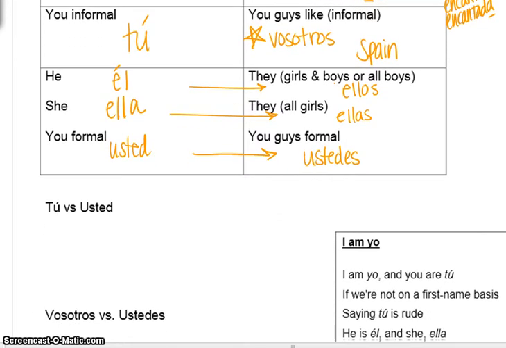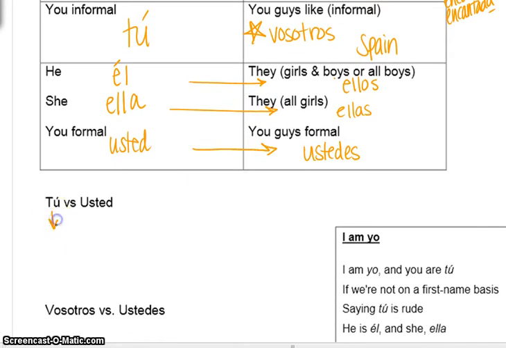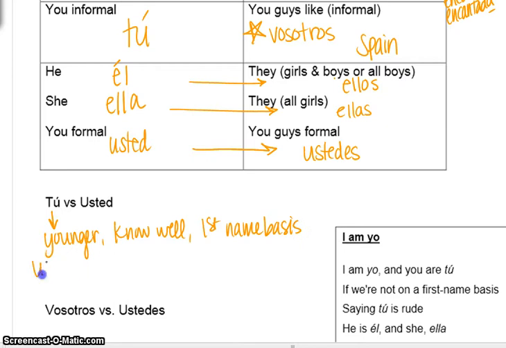We already know the information tú versus usted. We know that tú is for someone that's younger, it's for someone that you know well, and someone that you're on a first name basis with. Conversely, usted is someone that's older. You don't know them that well, and you want to show them respect.